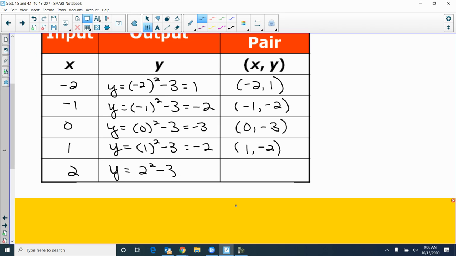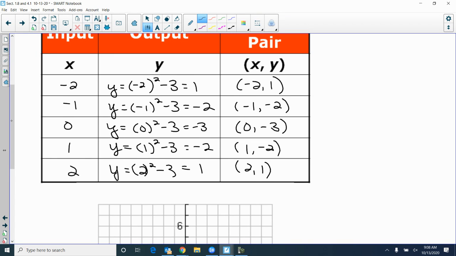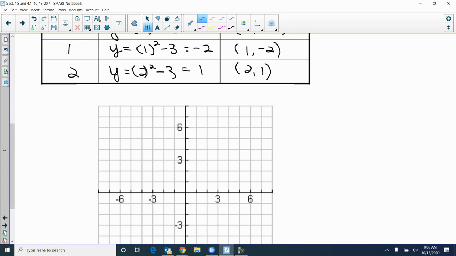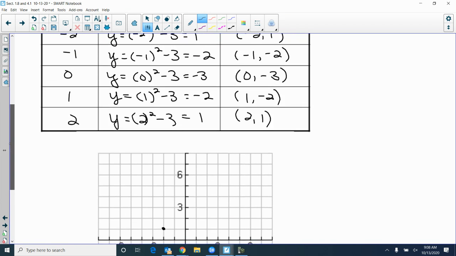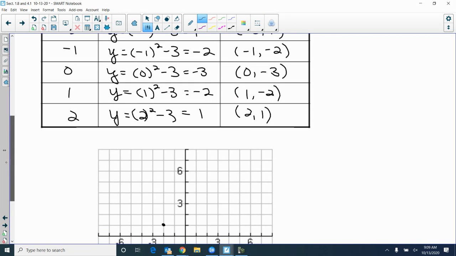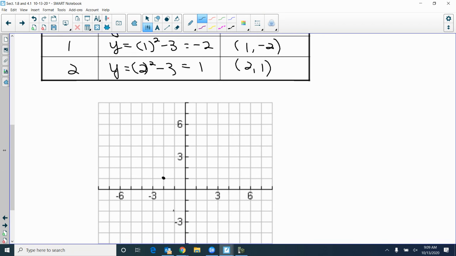And then 2 squared minus 3, I think, is 1. Yes. Okay, now we plot those points. Negative 2, 1 is right here. What's the next one? Negative 1, negative 2. 0, negative 3. 1, negative 2, and then 2.